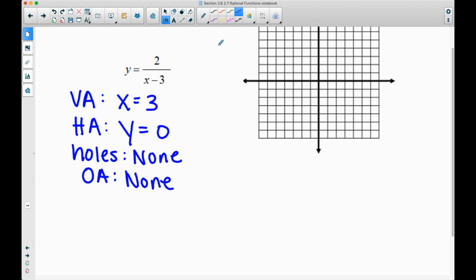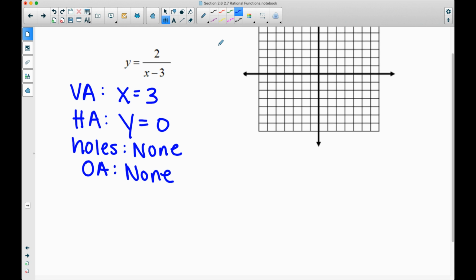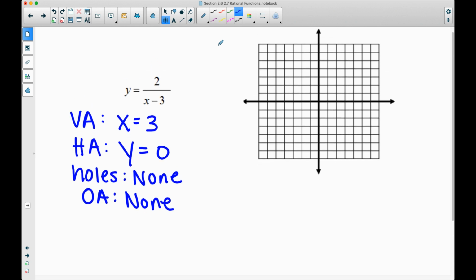Okay. So this is what we know so far. At x equals 3, I have a vertical asymptote. At y equals 0, I have a horizontal asymptote.